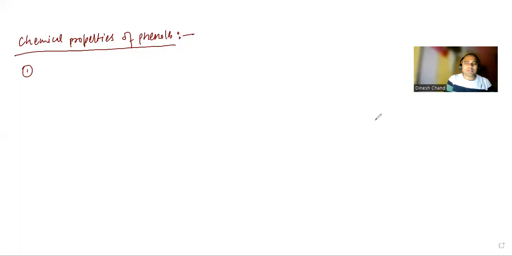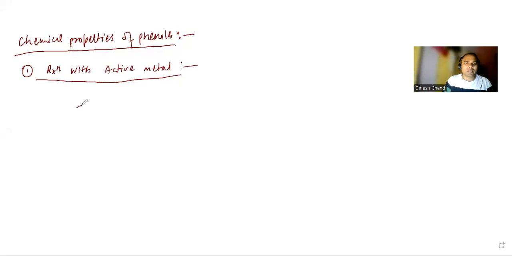Hello, student. Let's try to understand today the chemical properties of phenol. There are more than 10 chemical properties which are important that we have to understand. The first one is reaction with metal, reaction with active metal. Whatever the active metals are, we are studying how they are going to react.